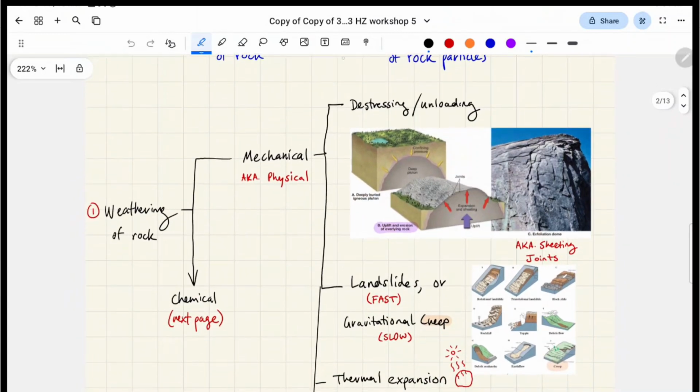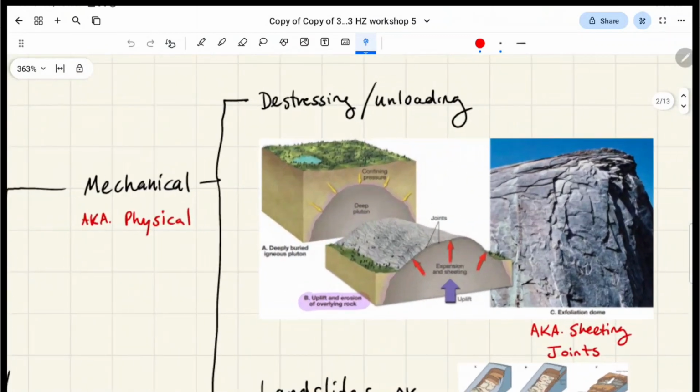So here's how I've got my little tree diagram set up in terms of the weathering of rock. We have the mechanical or physical breakdown, as well as the chemical, which I'll cover on the next page in my notes. But this is just the mechanical one so far. I'm going to zoom in a little bit on this first one.